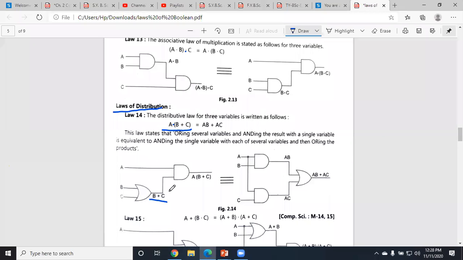Now I have to multiply this entire thing. So I have to multiply this entire bracket with A. So for multiplication, I have my AND gate. Correct. So AND gate, this entire thing and A. So this is my final output. Right? Getting? Yes, ma'am.